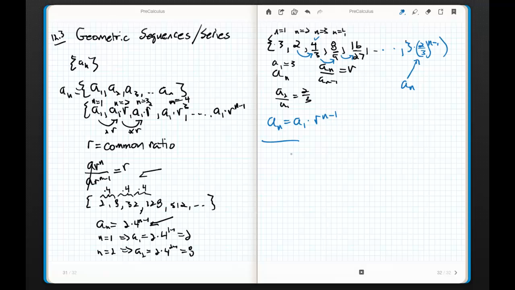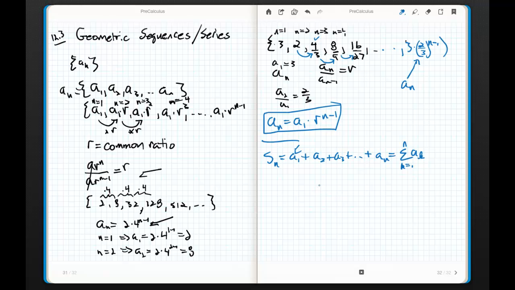I want to start adding these things up. I want to figure out what S sub n is. Remember, S sub n is equal to a sub 1 plus a sub 2 plus a sub 3 plus dot, dot, dot, plus a sub n, which can also be written as the sum as k goes from 1 to n of a sub k. But remember, each one of these guys is defined using this guy right here.